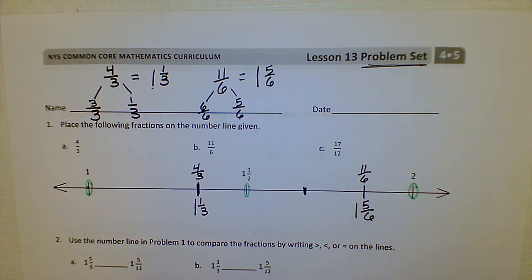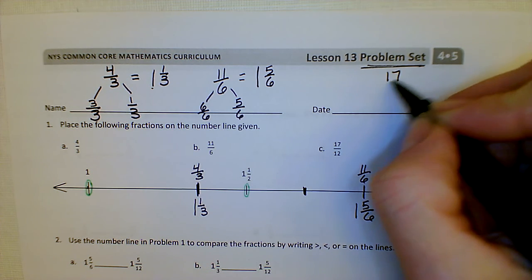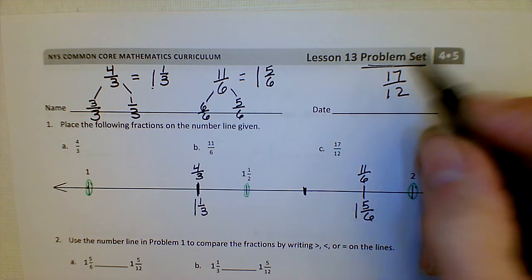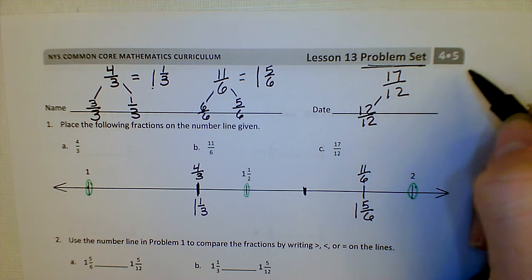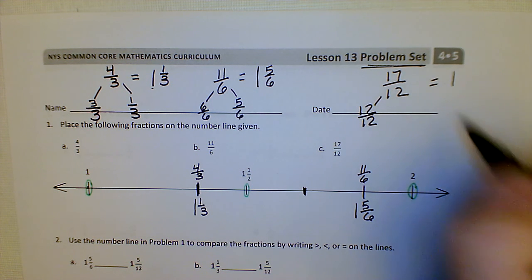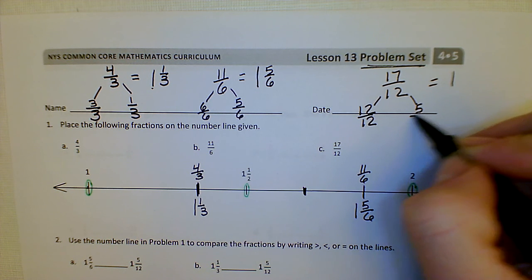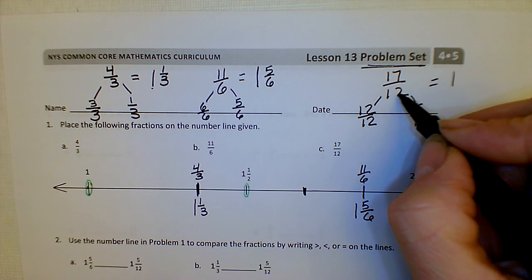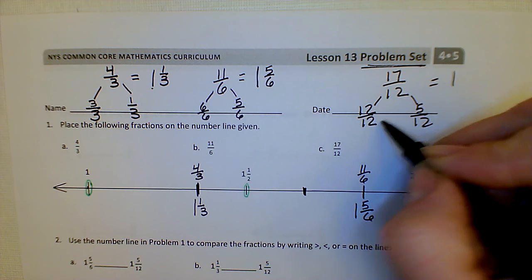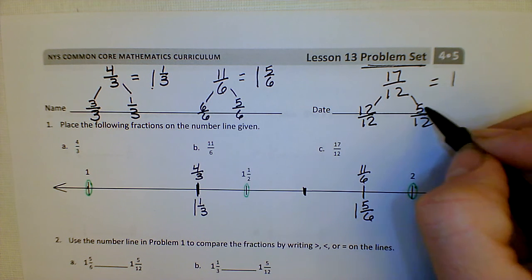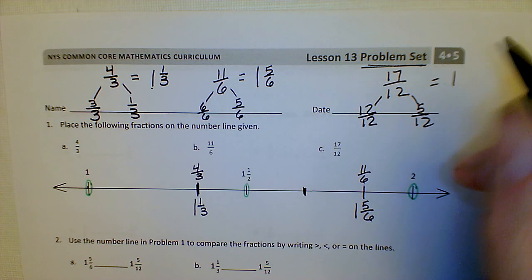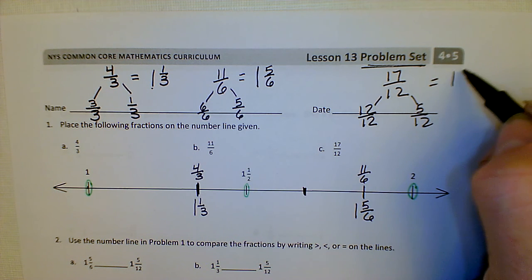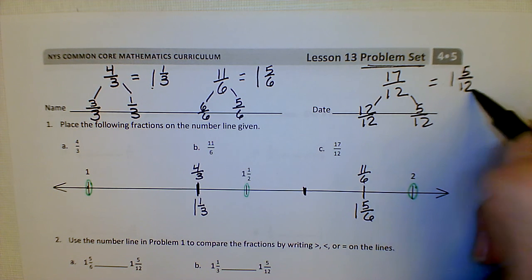Okay, so now we just have one more fraction to deal with, and that's 17/12. So let's take our 17/12, let's do the same thing. I can pull 12/12 out of that, which is equal to 1 whole. And then I would have 5/12 left, because 17 minus 12 is 5. Again, like denominators, I can do that. So now what I know is I have 1 whole and 5/12.